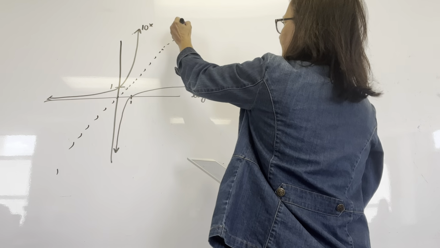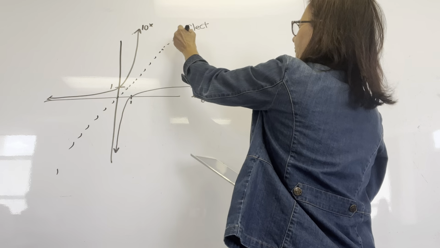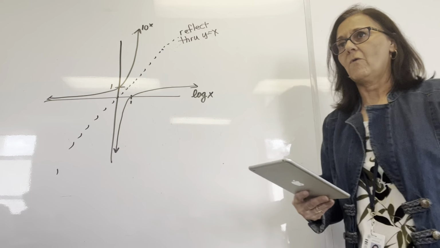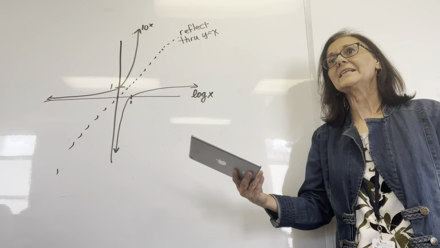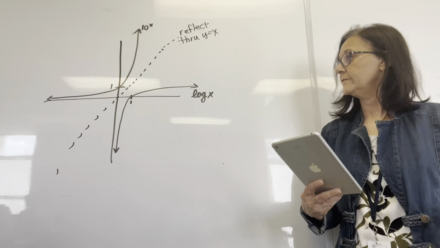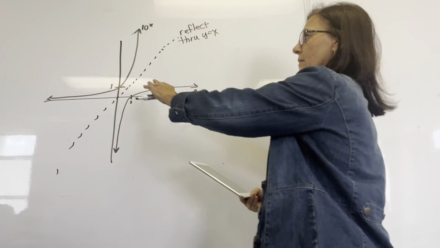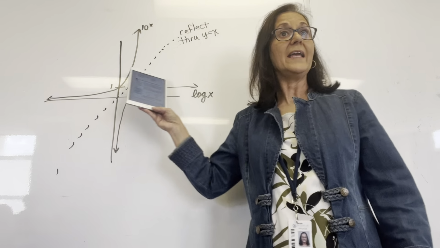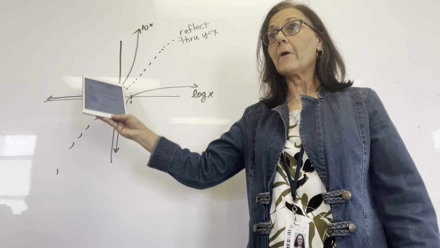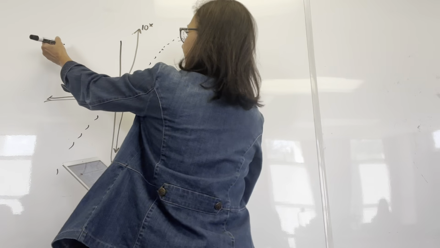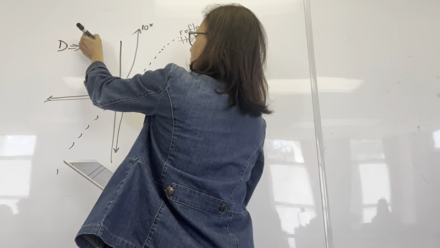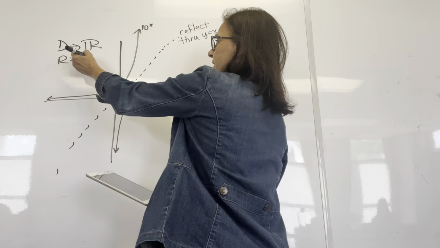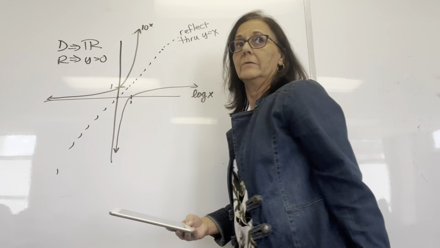And the graphs reflect through that graph, y equals x. It's the identity graph, all right? Such that for exponential, remember our domain was all reals, but our range was everything greater than 0, y greater than 0.